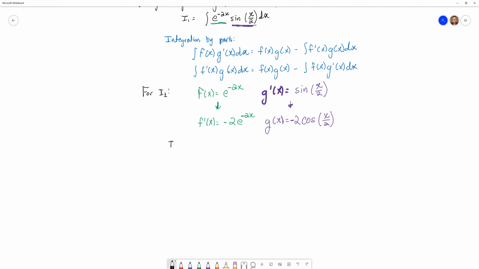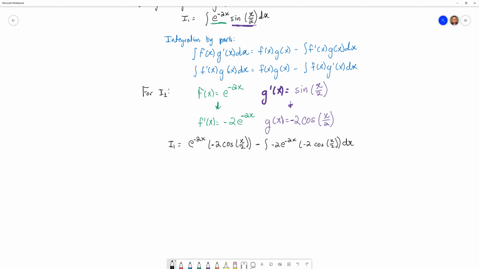So we can say I1 is now equal to f at x, so e to the minus 2x, times g at x, so that is times minus 2 cos x by 2, minus the integral of f prime at x, so minus 2 e to the minus 2x, and then times g at x, which is minus 2 cos x by 2, and of course at the end there dx.